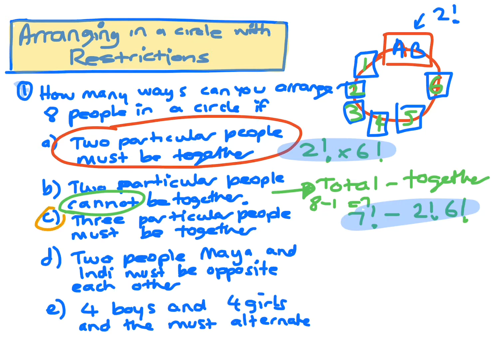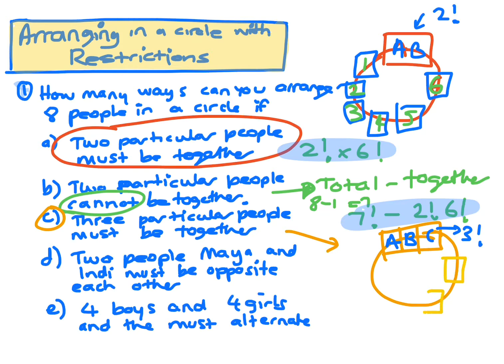So the next one, C, 3 particular people must be together. So let's do our circle and let's put them together in a seat together. So that's going to be, let's go A, B, C. Now amongst themselves, that's 3 factorial. And then we've just got to seat the remaining. So if there's 8 people, there would be 5 remaining. So that's 5, 4, 3, 2, 1. So that ends up being 5 factorial times 3 factorial. That's what would be left.